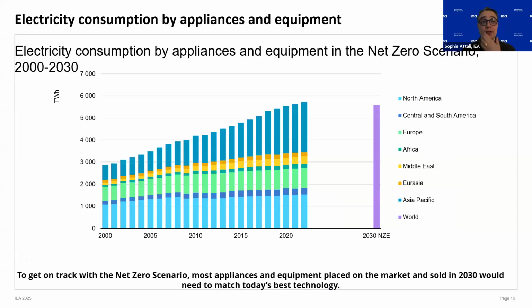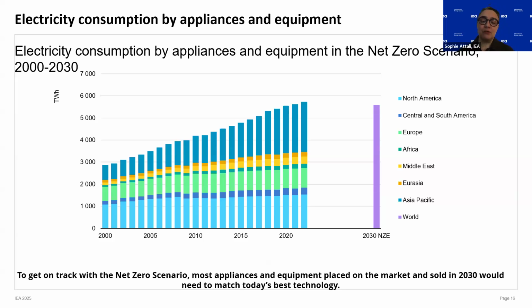Next slide, please. So what does it mean for appliances? We know also, thanks to our scenarios, that the electricity consumption for appliances and equipment is going to rise. And this is actually good news in many places of the world because it means that the quality of life is improving. But we also know that it's going above the levels required to be in line with the net zero objective by 2030.